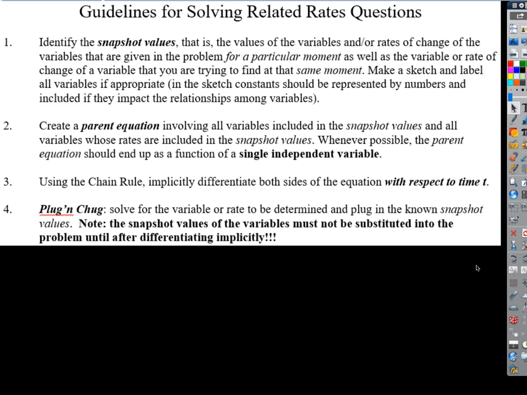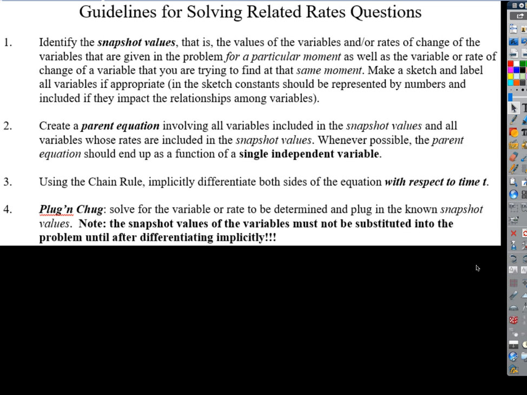So we want to identify all of the snapshot values in the one frame in our movie, right? Because this is a moving picture here. This isn't just a single picture. This is a movie. It's dynamic, it's changing, but we're focusing on one instant in time corresponding to one frame. So we'll identify the snapshot values.